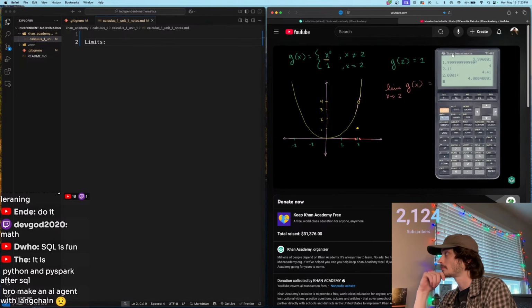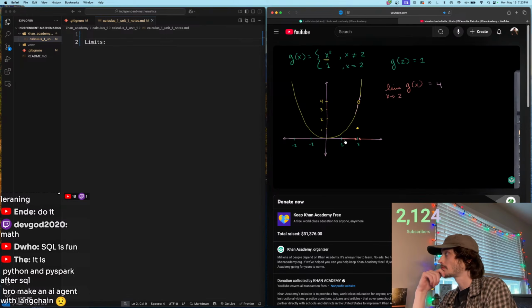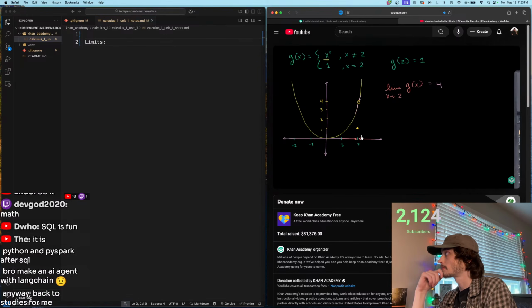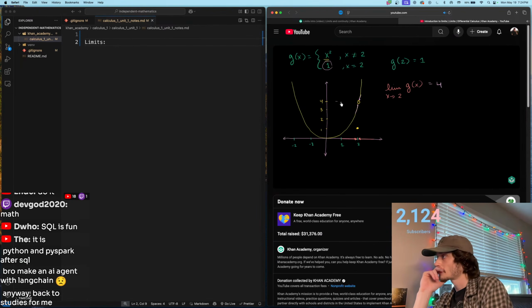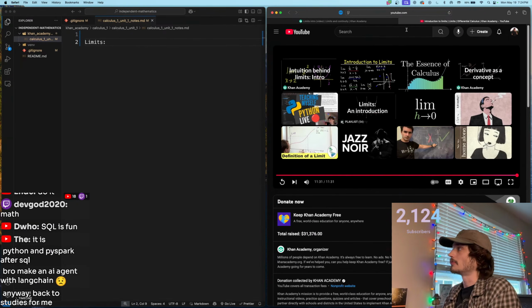So once again, that's a numeric way of saying that the limit as x approaches 2 from either direction of g of x, even though right at 2 the function is equal to 1 because it's discontinuous, the limit as we're approaching 2, we're getting closer and closer and closer to 4. Okay, cool.